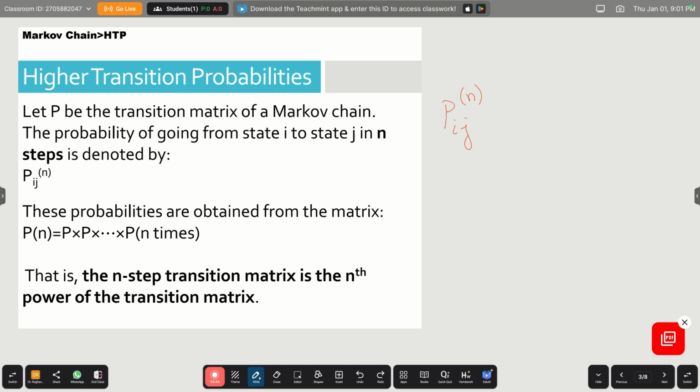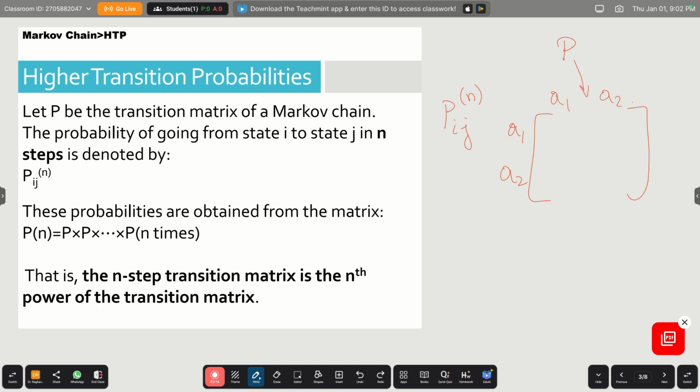Suppose P is the transition matrix. Pij of n denotes the probability of going from state i to state j in n steps. Say for example, I have two states. Like I said, A1 might be the state of study, and A2 is the state of not study.